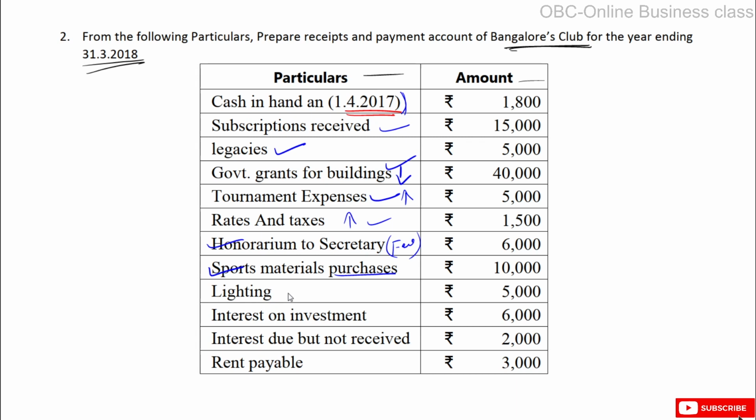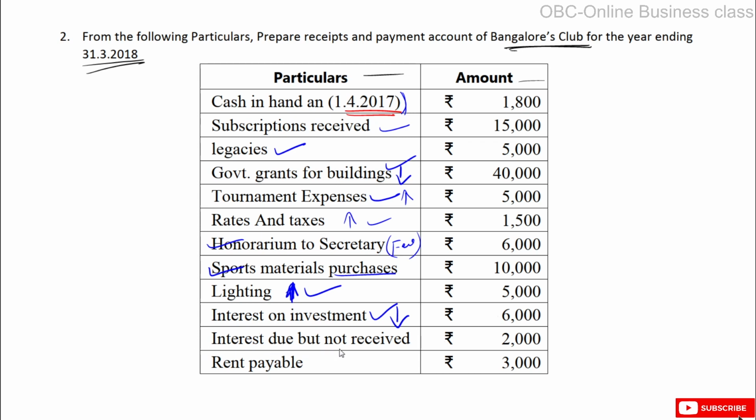Next is lighting. Lighting is an expense that will be recorded in the payment side because you're spending on lighting. Next is interest on investment. Interest on investment is nothing but you have invested in something and you are getting a return as interest. So that's an income, so we will be recording it in the receipt side. So 6,000 rupees we'll be recording.